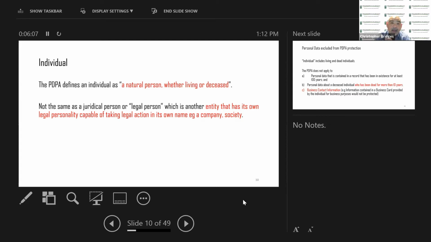It's not the same as a private limited company, although a private limited company under the law is considered a separate living legal entity that can sue and be sued. But the data relating to the private limited company is not protected under the PDPA.